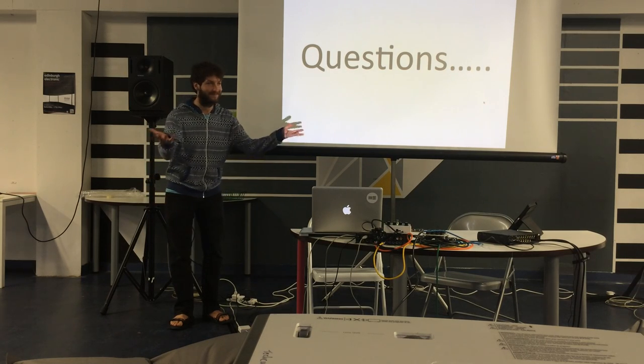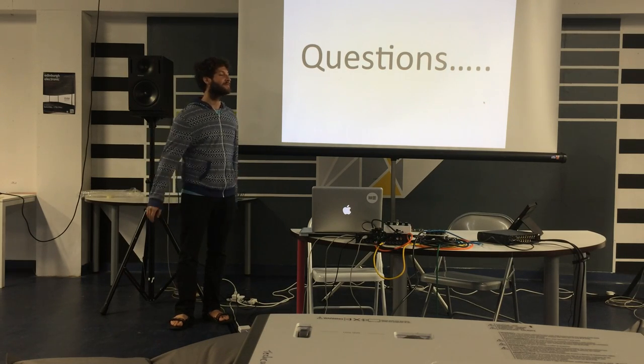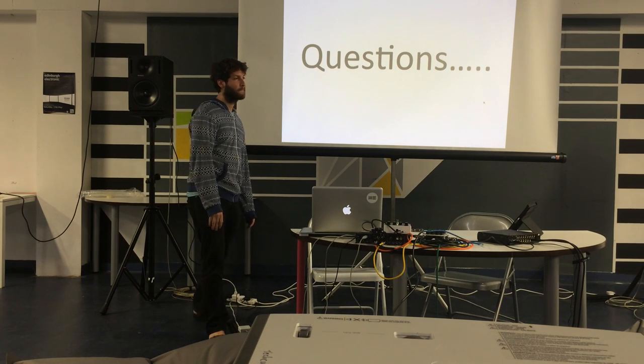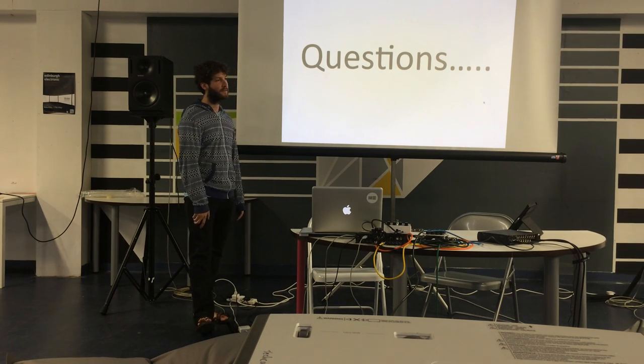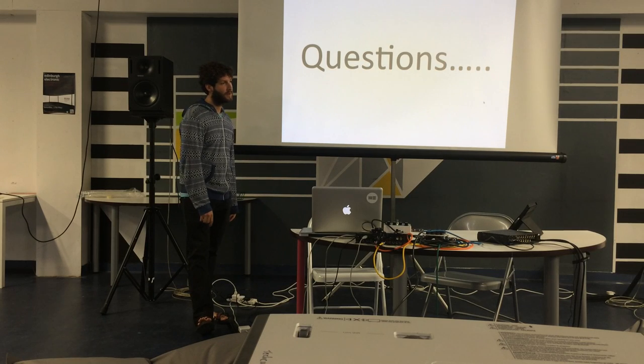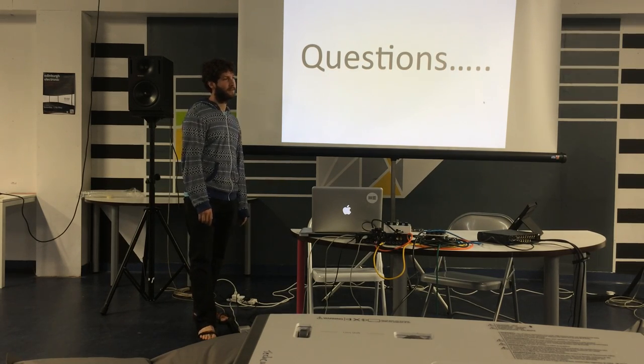Okay, so you have a set of things, so it's a loop, right? Yeah. So how do you account for variation? Have you thought of that? What do you mean? Like, every time you loop, you have a different variation of the loop. Have you thought of something like that?